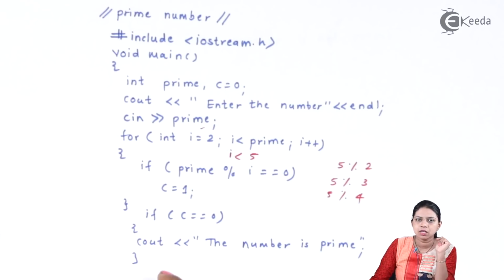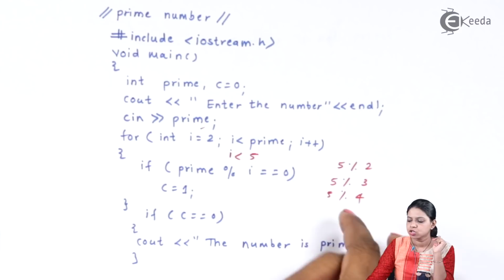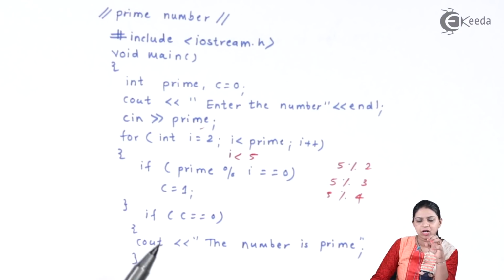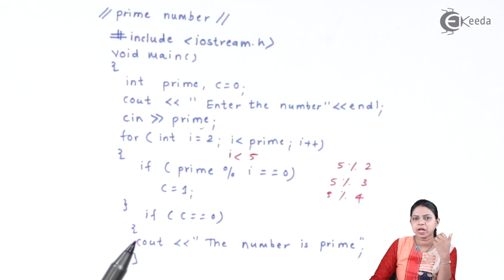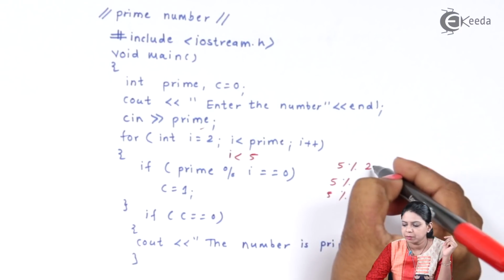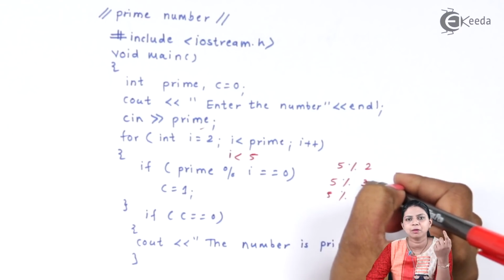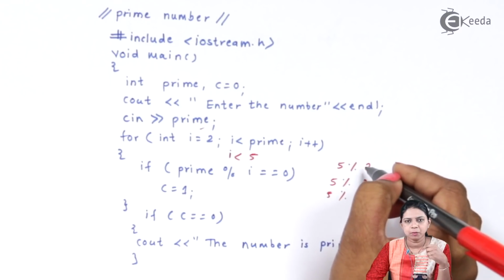Now if your c is 0, then your number is prime. In this case my c value didn't change, it was 0 only, so I will print my number is prime. So what I did basically, when I entered 5 to check whether 5 is prime or not, I started dividing my number by 2, then by 3, then by 4.